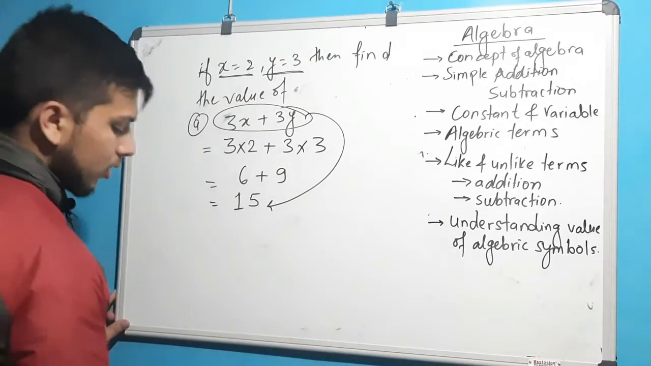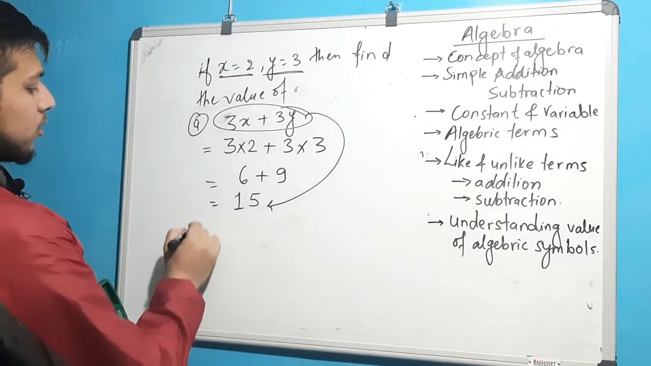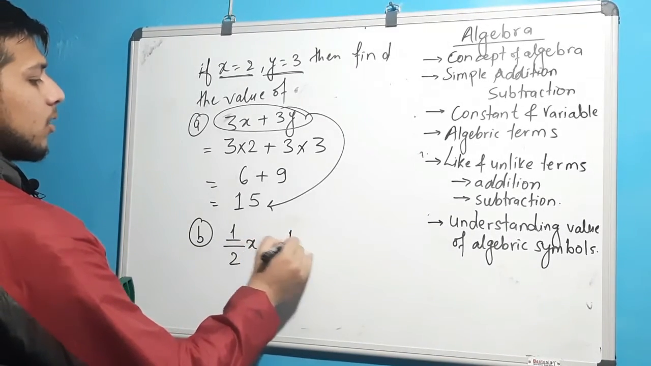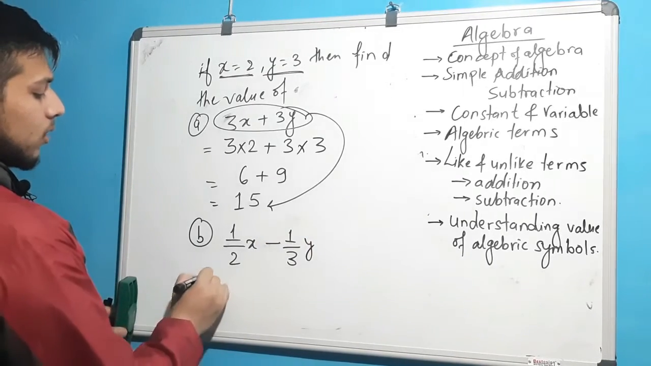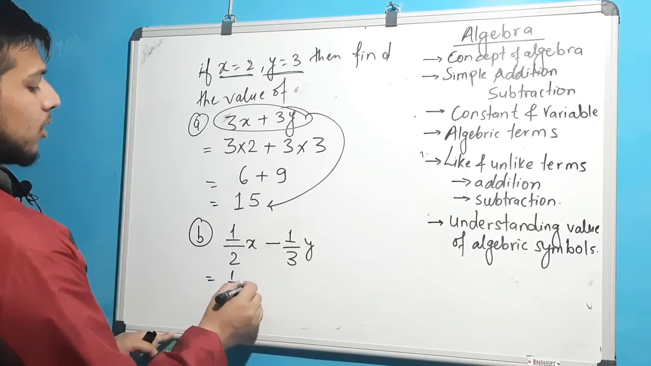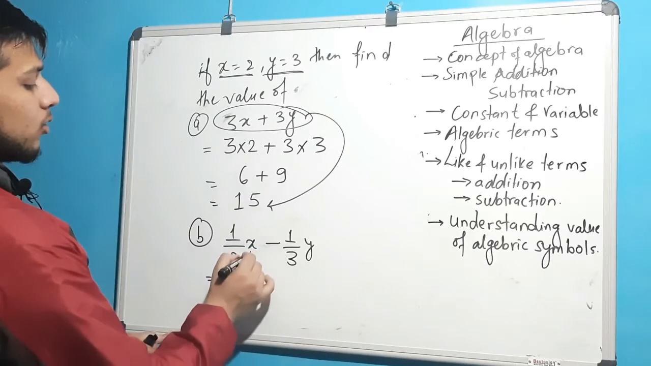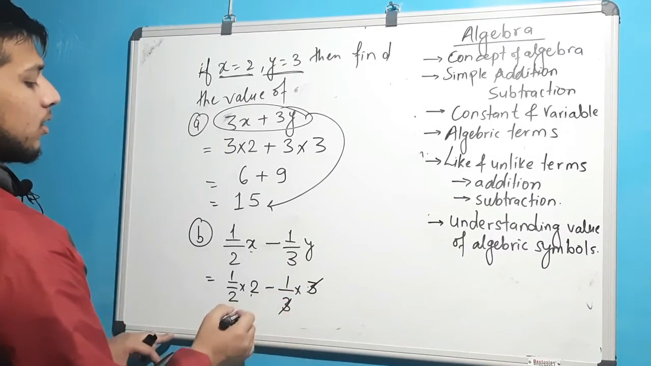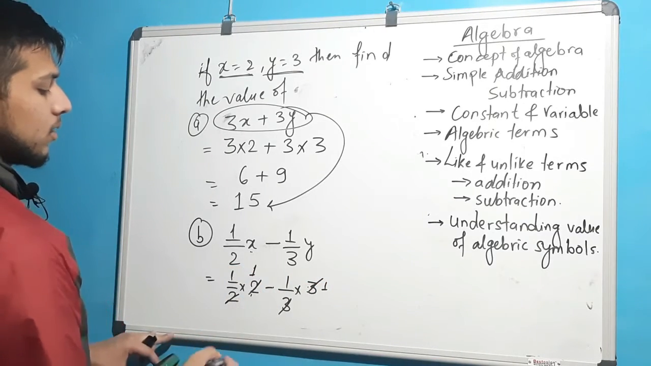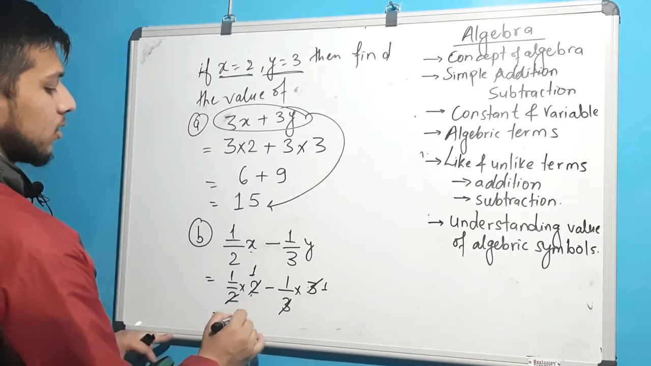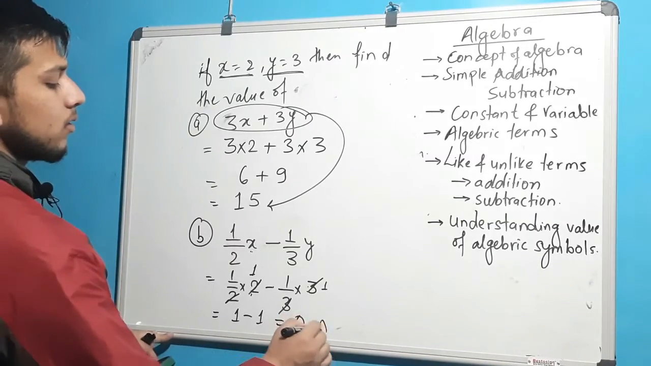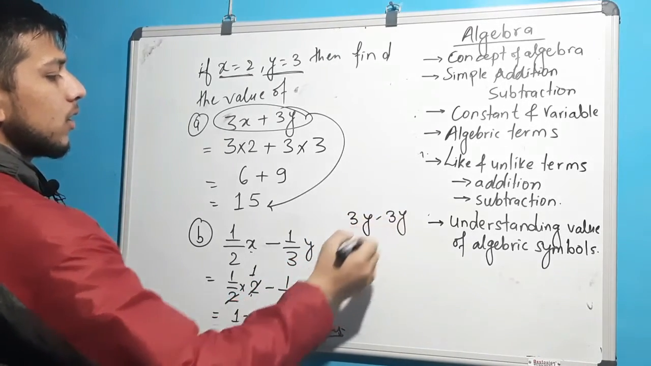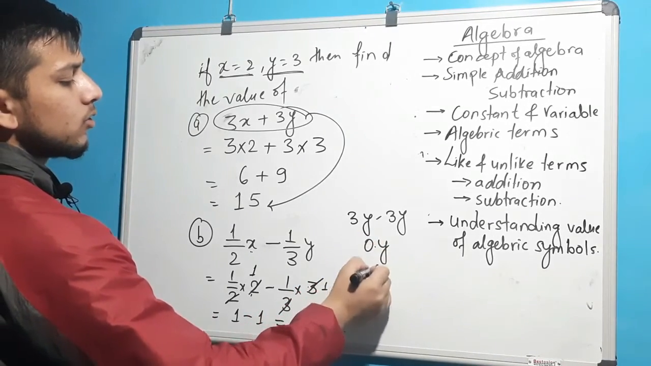In this way, we have to find some values like this, b: 1 upon 2x minus 1 upon 3y. What will be the value? We have to put 1 upon 2, there is no symbol, then you should multiply by 2, the value of x. Minus 1 upon 3 into the value of y, 3, and 3 cut, this is 1 times, this 2 and this 2 also cut by 1 times, then this is 1 into 1, this is 1 and minus this is 1 into 1, 1, this is 0, this answer is 0. While subtracting like this, 3y minus 3y, this is 0y, 0 multiplied by something, this is 0. So this answer is 0.